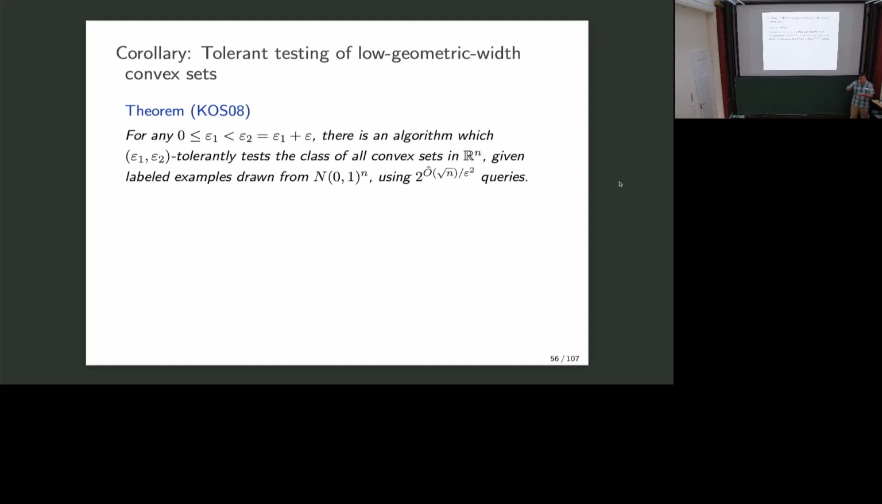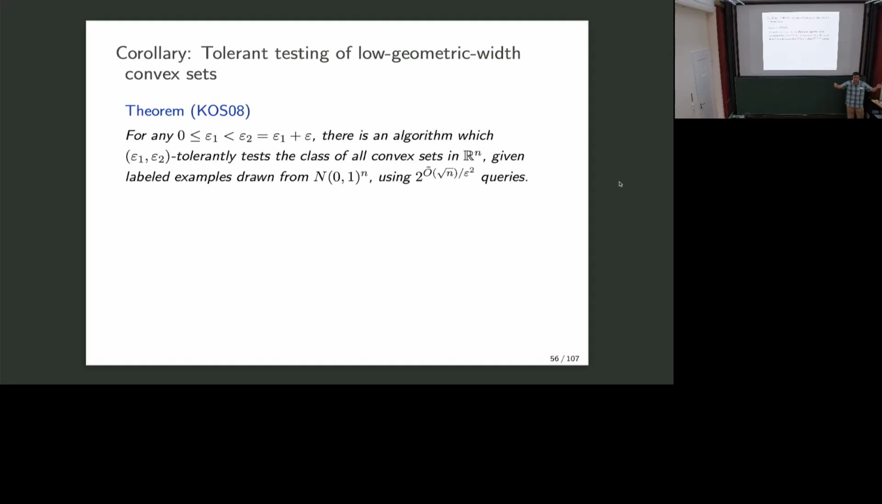Your goal is to interact with this box and distinguish between the following two alternatives. If the subset of Rn that the box has inside it is convex, you should say convex. I plugged in a couple of inputs, saw some outputs, decided it was convex. If the set that's inside the box is far from convex, it has distance epsilon from every convex set under the Gaussian measure, then you should say not convex, far from convex. So this is the so-called property testing problem for convexity. We want to interact with a black box oracle for an arbitrary unknown set, not too many times, and be able to distinguish between the case where it is convex versus it's far from convex.